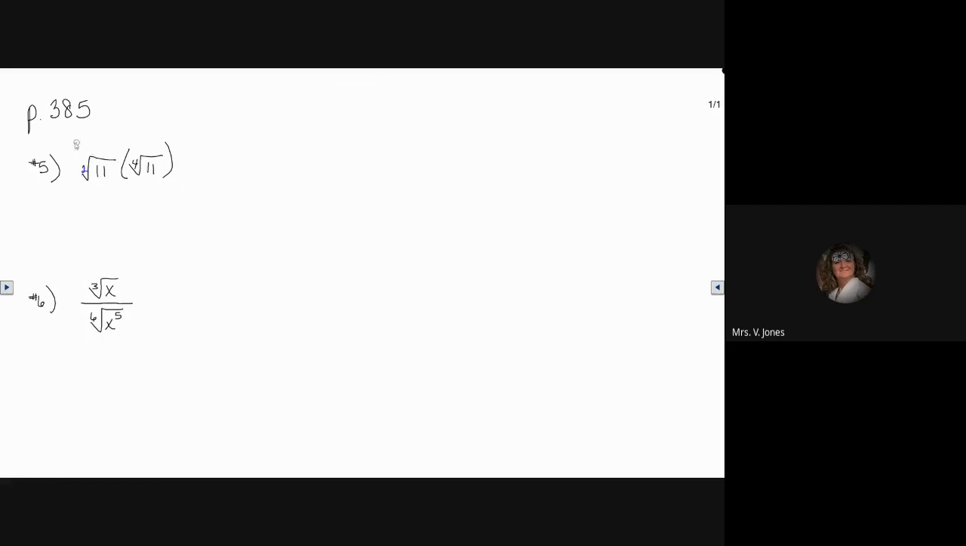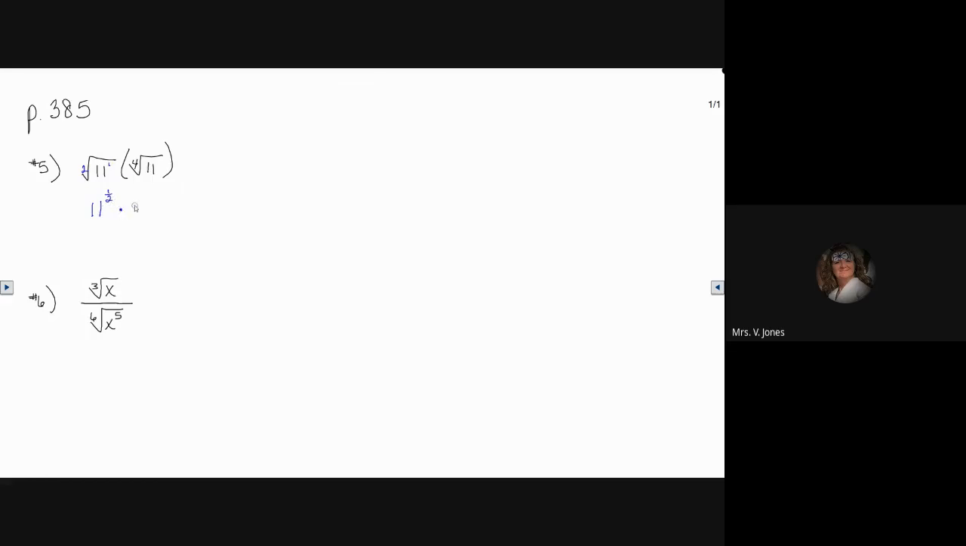So let's try writing this a different way. Instead of writing it in the radical form, let's try writing it using exponents. So the square root of 11 can also be written as 11 to a certain power. Keep in mind, 11 is being taken to the first power, and it has the 2nd root. So the first power goes on top, and the root goes on the bottom. So the square root of 11 is the same thing as 11 to the 1/2 power.